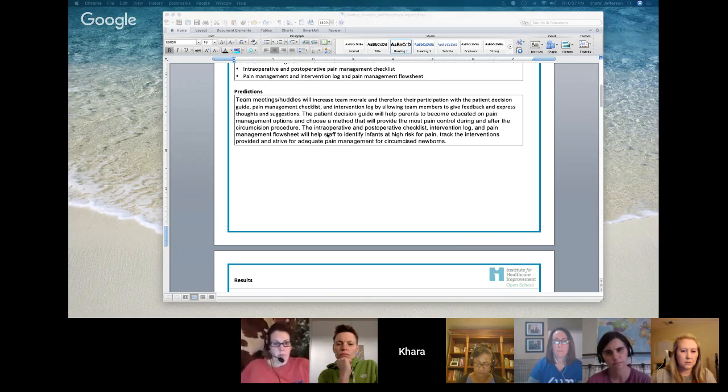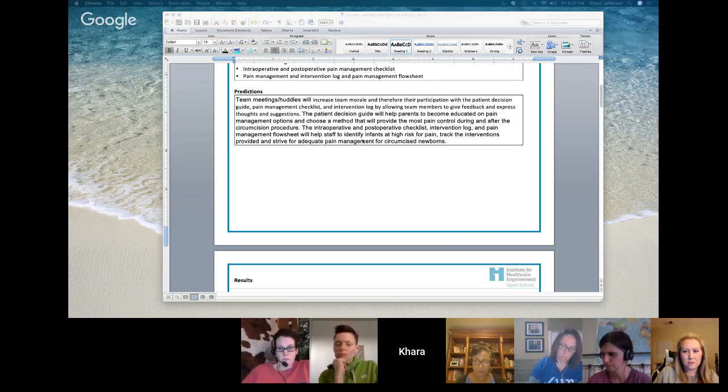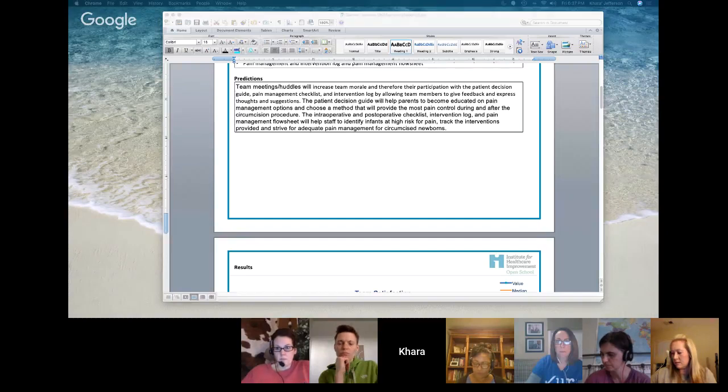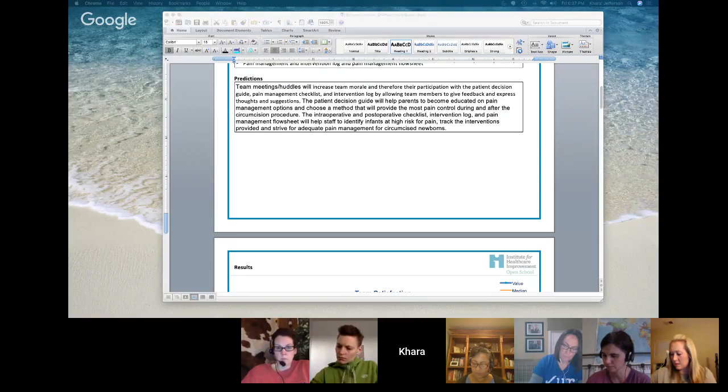The intra-op and post-op checklist, intervention log, and flow sheet will help staff identify infants at high risk, track the interventions, and strive for adequate pain management. So it's a big, broad view. You're not getting into any specifics. There are no guesses in here with any kind of numerical values or percentages. And those need to be sentences, not bullets. Those need to be 3 sentences. So that's why some people will combine 2.